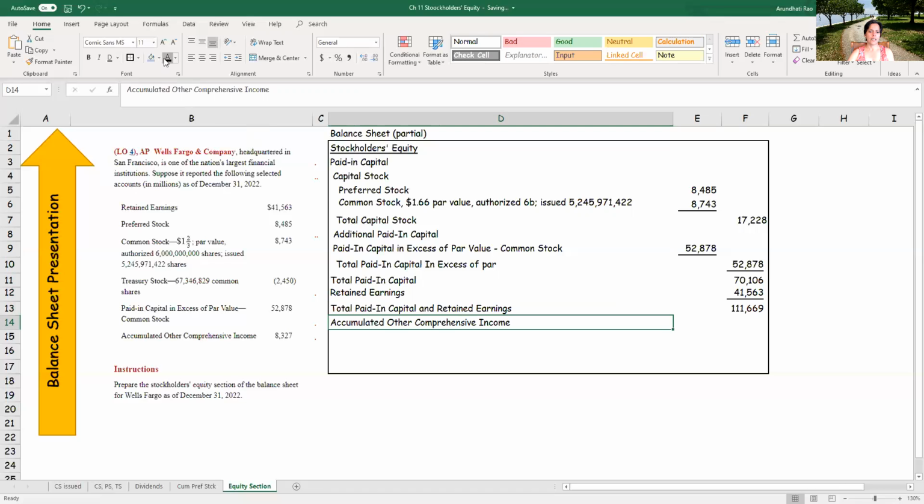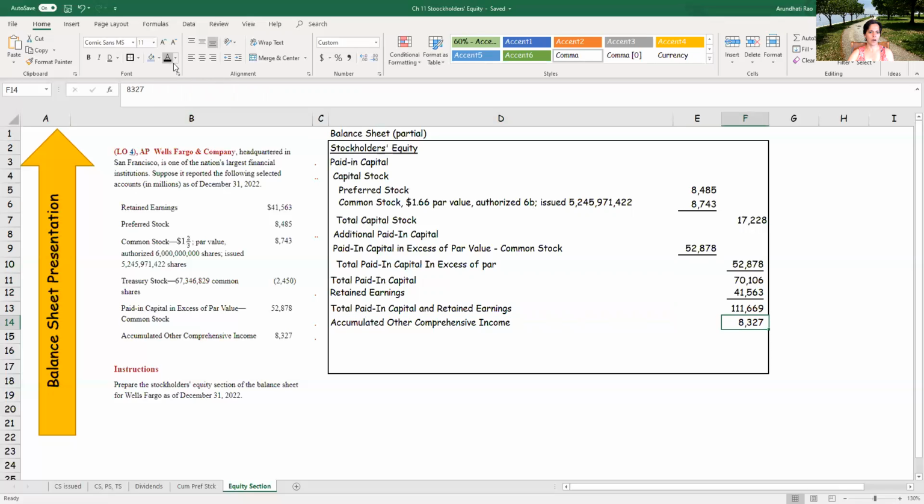Okay, next we're going to list other comprehensive income, accumulated other comprehensive income. This is beyond the scope of what we do in our principles of accounting class, but when you get to your intermediate accounting class and advanced accounting class, you will focus on this. So once again, revenues minus expenses is net income. Net income becomes a part of retained earnings. There are some items that, the accounting term we use is, bypass the income statement. We don't put them in the income statement, but they affect your owner's equity. So we bring it directly over here. And that's what this is, accumulated other comprehensive income. And that amount in this exercise is 8327.